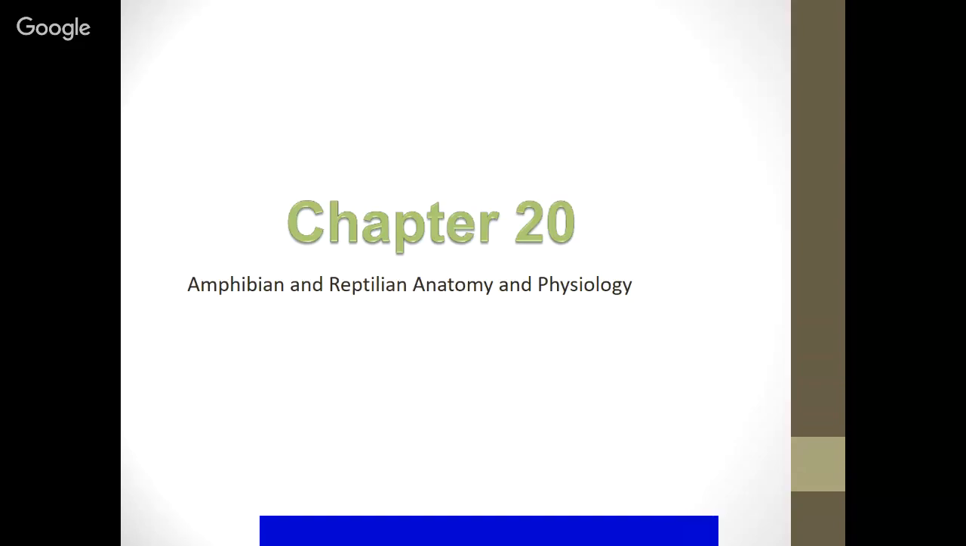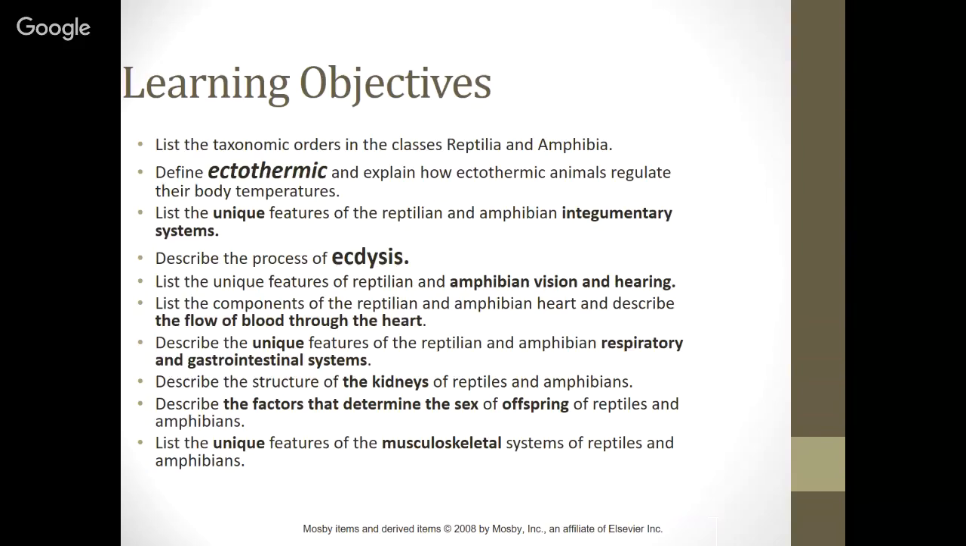Okay, we're on the last chapter. We're going to be talking about amphibian and reptilian and actually Chelonian anatomy and physiology. Let's get started with our learning objectives. We're going to list the taxonomic orders in the classes Reptilia and Amphibia.